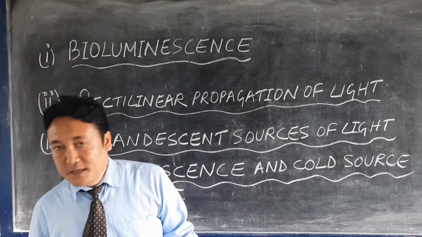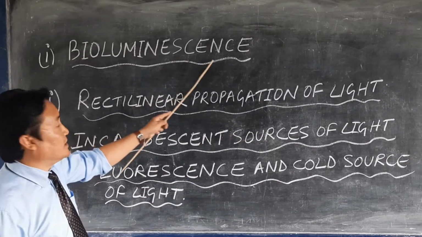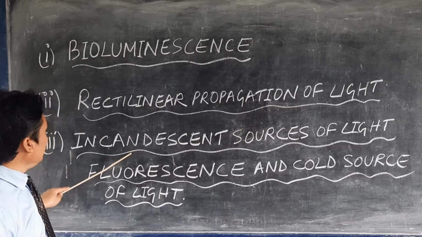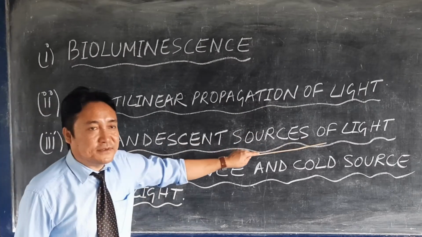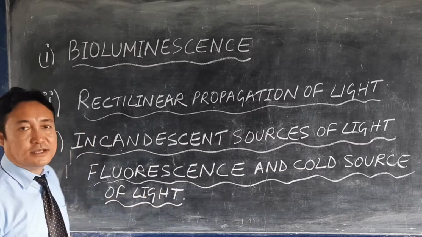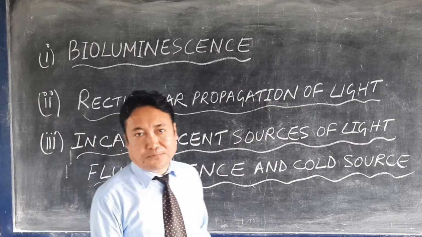Number one is bioluminescence. Second one is the rectilinear propagation of light. Third one is incandescent sources of light and fluorescence and cold sources of light. So these three things we will discuss today.